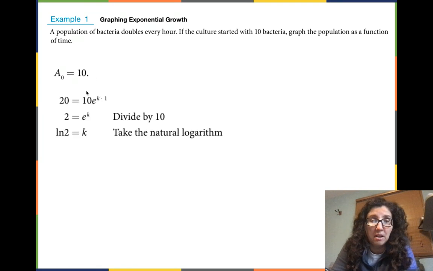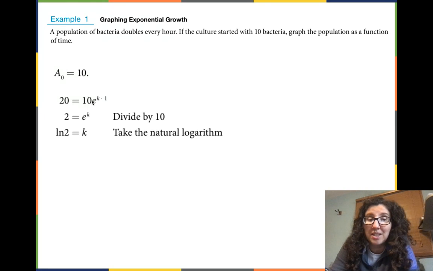All right. So what else do we know? Well, we know it doubles every hour. Okay, so at time 0, there were 10. So they don't give us a second point, but we can figure it out because it doubles every hour. So after 1 hour, how many bacteria are there? 20, right? So we can create our own point, 1, 20, to plug into our general equation.